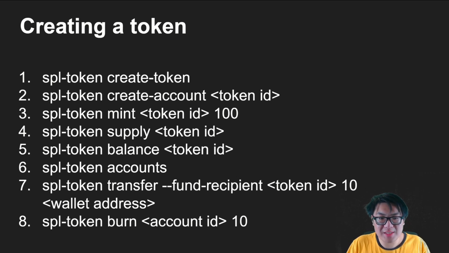And finally, maybe we decide that we minted too many tokens or something else, and we don't actually want that circulating in our ecosystem. So if we want to get rid of those tokens, we can just run the SPL token burn command, give it the account ID, not the token, but the account ID, and then specify the number of tokens you want to burn. And that's it. So let's go through a quick example.